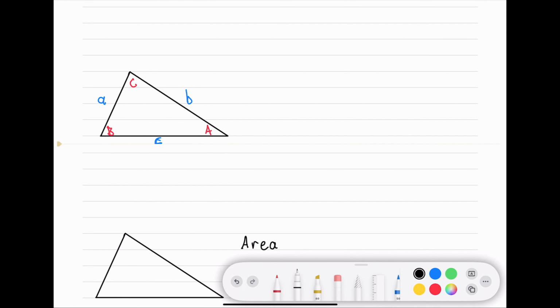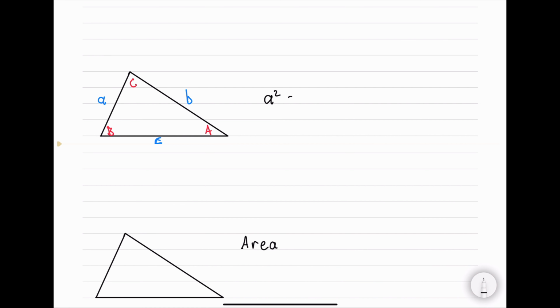And now the cosine rule, it looks a bit like the Pythagoras formula. And the cosine rule looks as follows. So when you put the a squared first on the left-hand side of the equal sign, then you have to use its opposite angle, which is capital A.